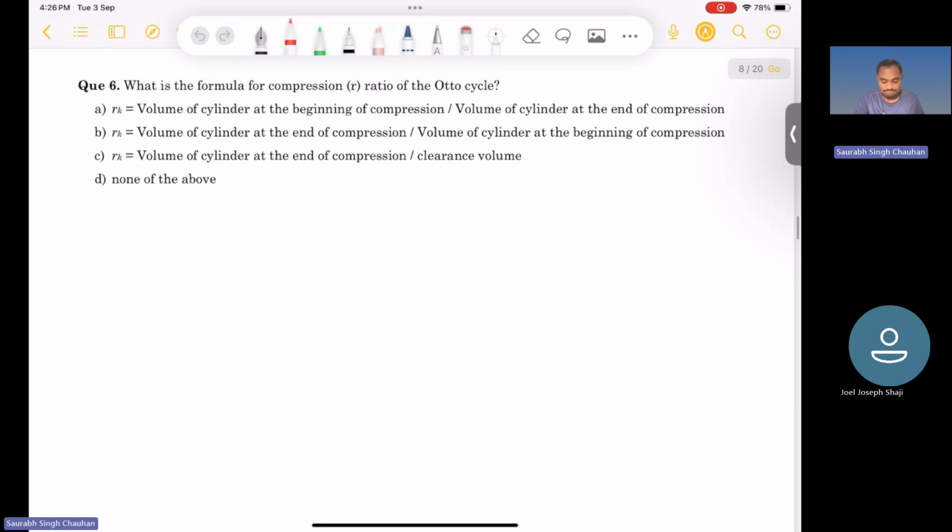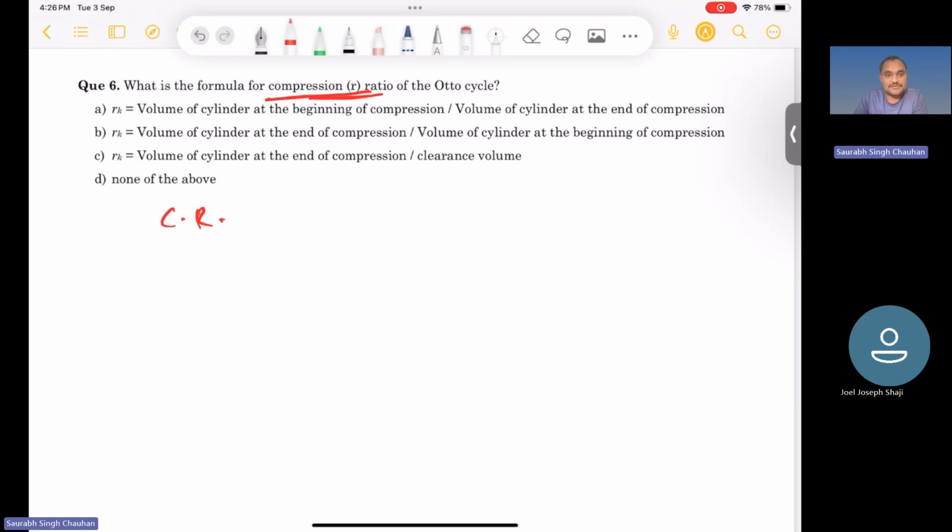Question number 6. It says, what is the formula for compression ratio of Otto cycle? Compression ratio is compression ratio. It doesn't matter for which type of cycle it is. It is the same for the Otto cycle as well as any other cycle. So whatever we have discussed in the previous question should be perfectly valid for this question. Compression ratio doesn't matter whether it is a CI engine or an SI engine. It is the same. So let us check all these options one by one.